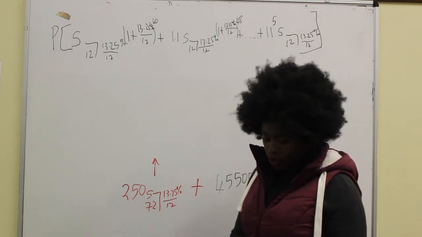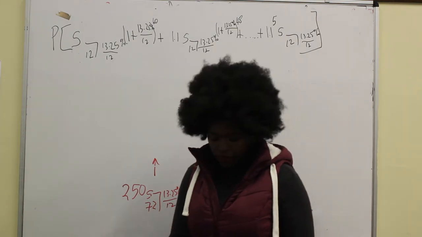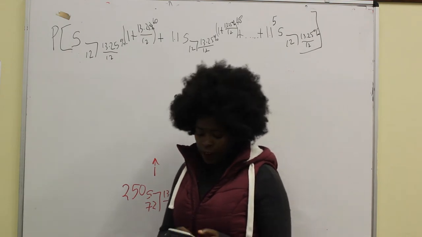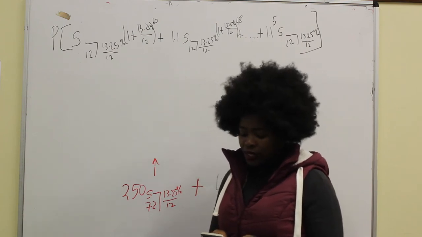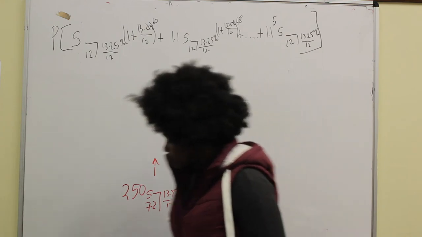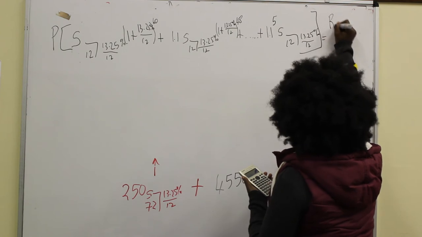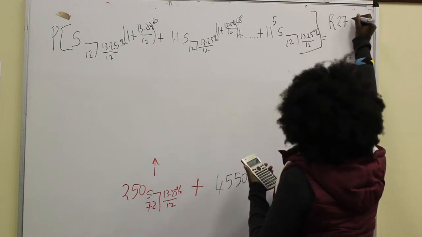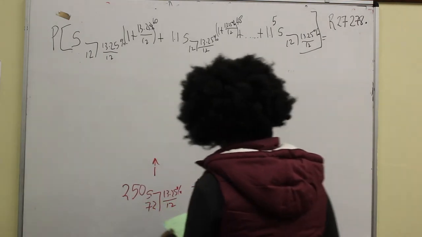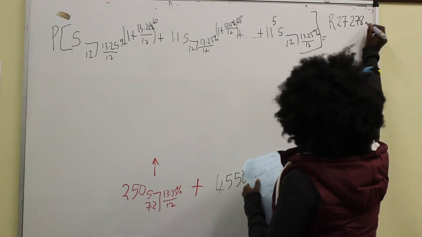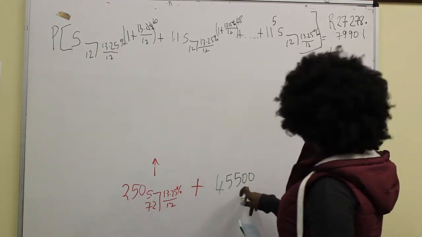My interest is 13.25 divided by 12. The present value I don't need, so I set it to 0, telling my calculator that I don't want the present value. And then my payments are 250. Now I am ready to calculate the future value, so I go to future value on my calculator and then I solve. When I solve I get about 27,278.79901.